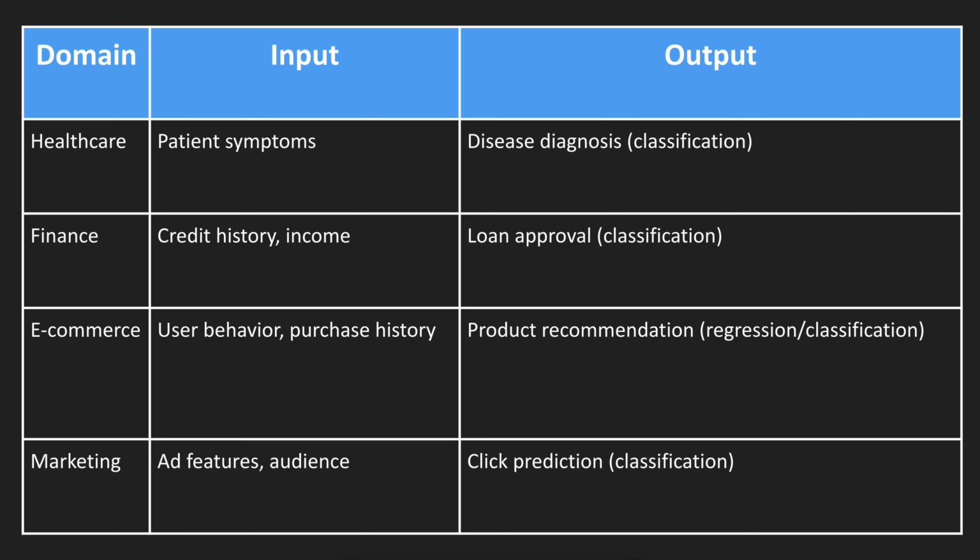The next one is e-commerce, with user behavior and purchase history, so all those recommendations that we see on different e-commerce platforms. For that, we can use either regression or classification. For marketing, for example, we give ad features and the audience, and it predicts how many clicks we are going to get. That's again a classification problem.